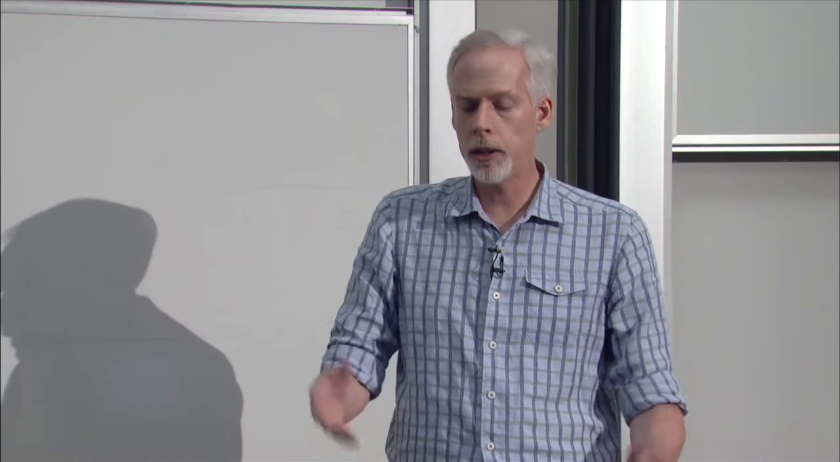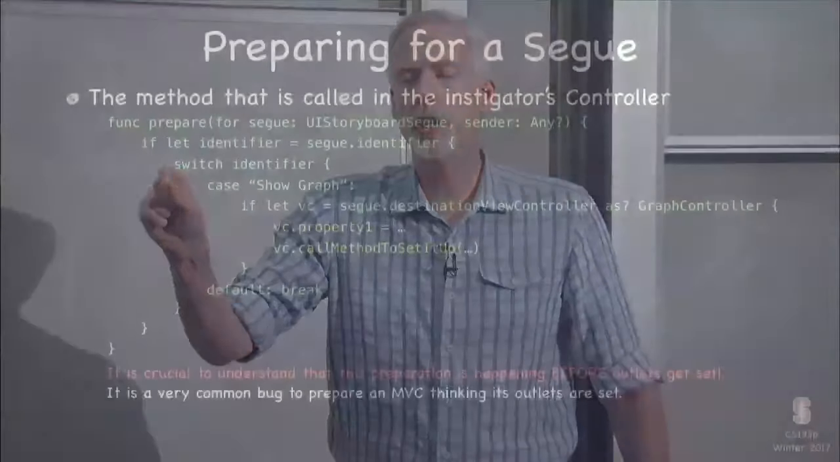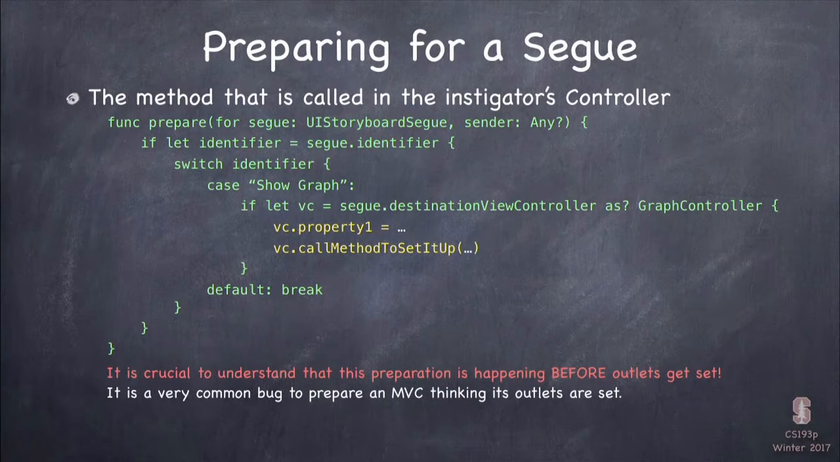Okay? So you can do anything you want in here to try to do it. One thing to warn you here, though, and half of you will trip over this. When you're doing this preparation of that graph controller, its outlets have not been set. Okay? I told you that iOS hooks up those outlets really, really quickly, but this is one case where it doesn't quite hook them up fast enough. Okay?